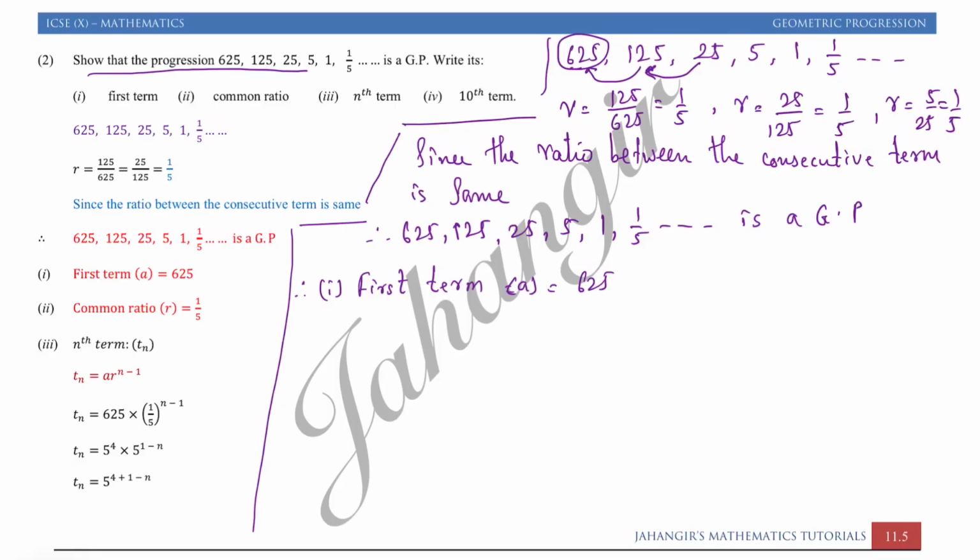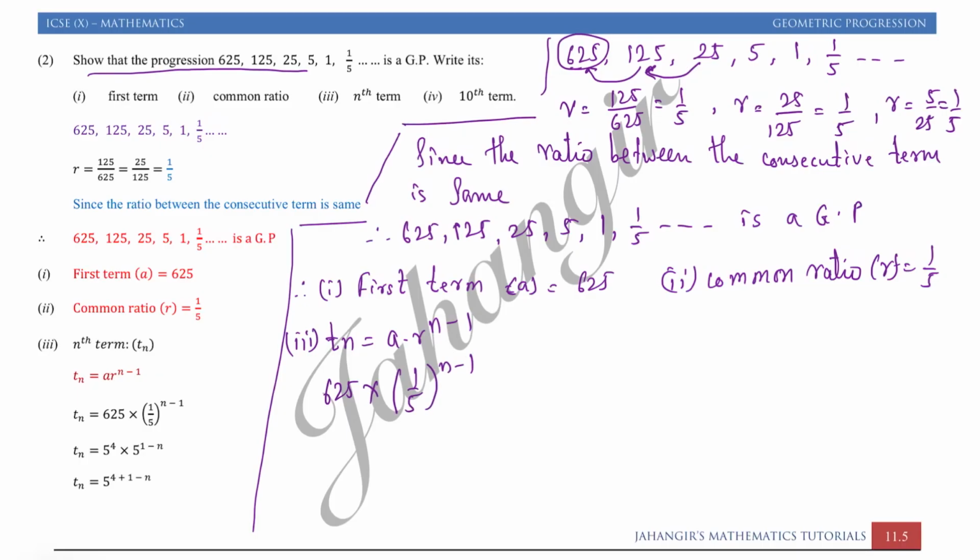Now, second part, I have to find the common ratio. As we know, it's 1 by 5. We had already found the common ratio, that is R, which is 1 by 5. That was the second term upon the first term. Now we have to find the nth term. This is quite simple. Tn is A into R raised to n minus 1. Just substitute the values. A is 625 into R is 1 by 5 raised to n minus 1.